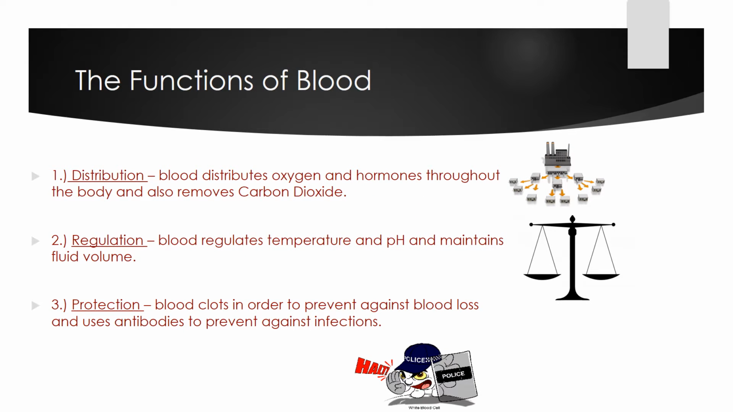The functions of blood. Blood performs distribution. Blood distributes oxygen and hormones throughout the body and also removes carbon dioxide. Regulation. Blood regulates temperature and pH and maintains fluid volume. Protection. Blood clots in order to prevent against blood loss and uses antibodies to prevent against infection.